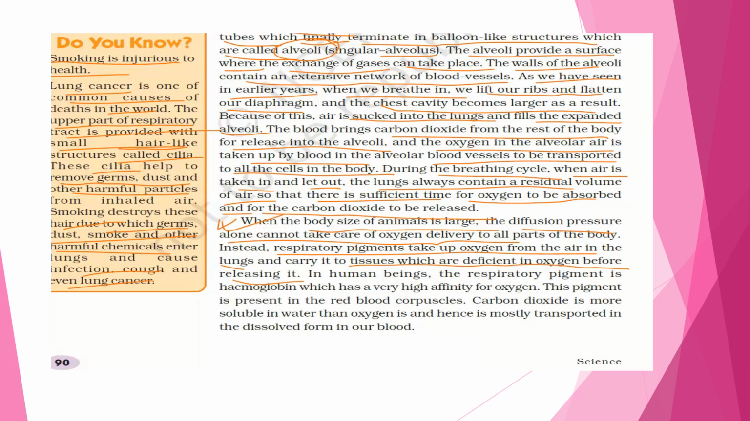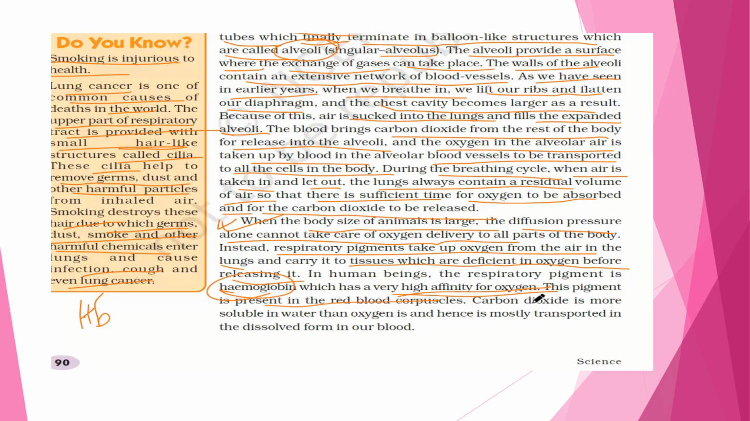So in the case of human beings, what is the respiratory pigment? The respiratory pigment is hemoglobin, also called Hb. In humans, hemoglobin has a very high affinity for oxygen. So wherever it sees oxygen, it binds to oxygen, and after binding to oxygen it is carried to different parts of the body. This pigment is present in the red blood cells. As the red blood cells move throughout the body, oxygen is transported to different parts of the body through this carrier, hemoglobin, which has high affinity for oxygen.